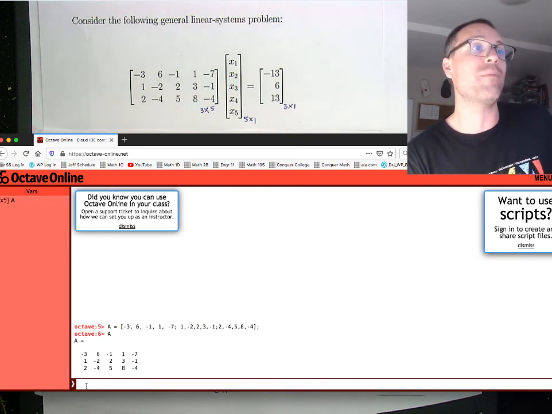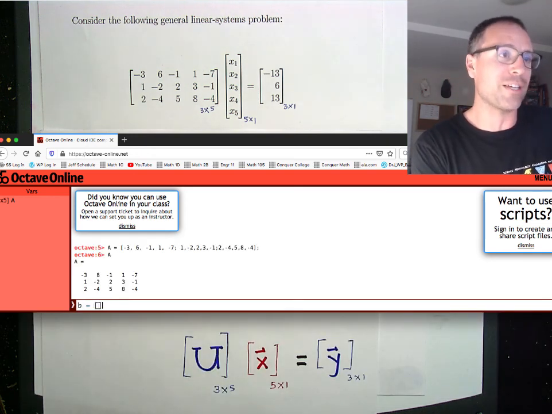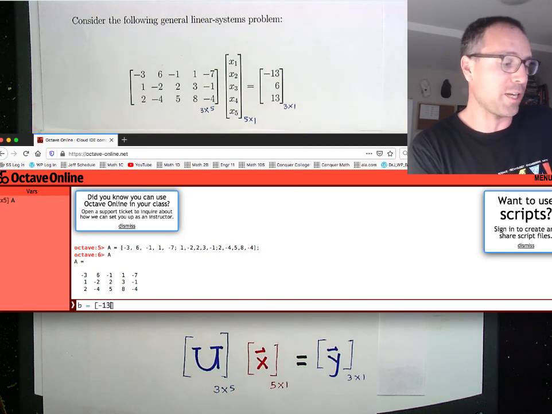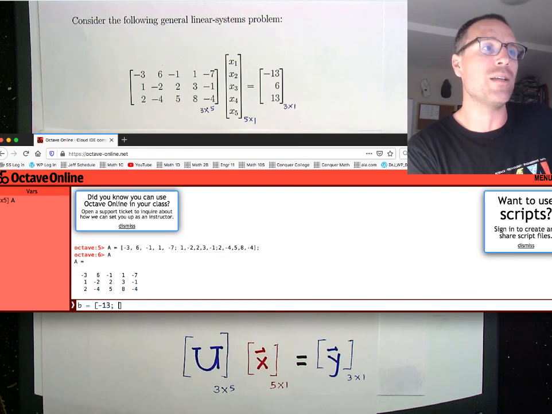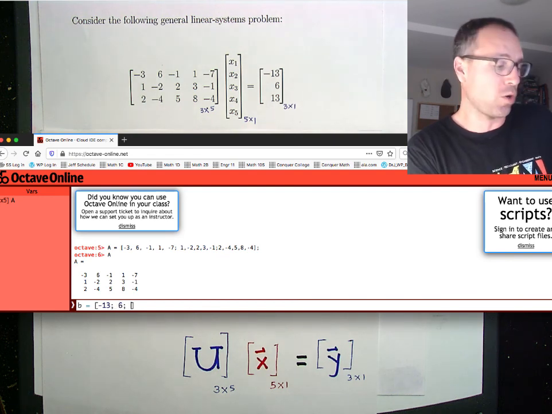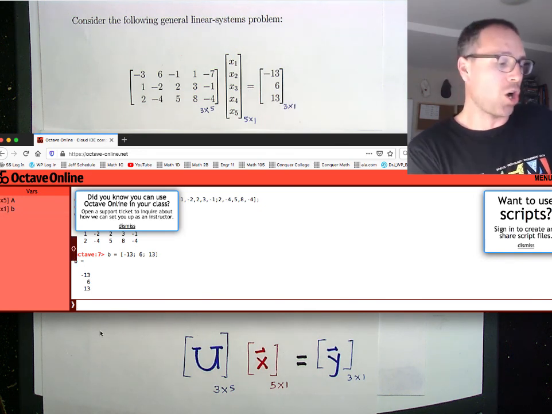Let's go ahead and confirm that the matrix A is what I'm expecting. When you're coding, it's worth spending a little extra time to make sure you didn't make a stupid mistake, because this is going to save us a ton of time in the long run. The right-hand side vector is B equals -13. Next row down is 6, semicolon, next row down is 13. Now what I want to do is turn this into rref form.